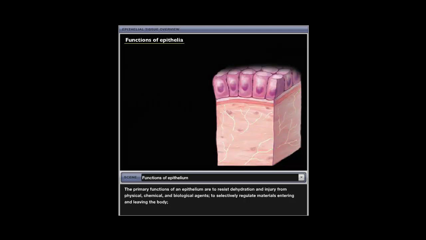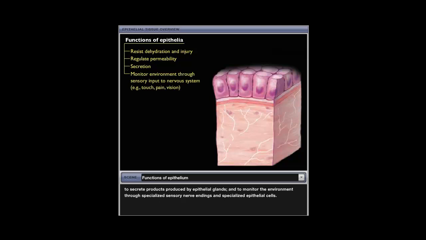The primary functions of an epithelium are to resist dehydration and injury from physical, chemical, and biological agents, to selectively regulate materials entering and leaving the body, to secrete products produced by epithelial glands, and to monitor the environment through specialized sensory nerve endings and specialized epithelial cells.